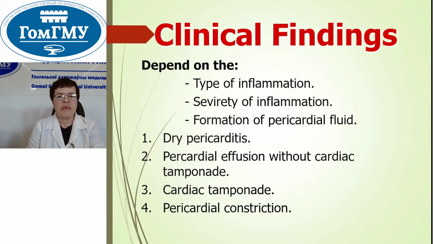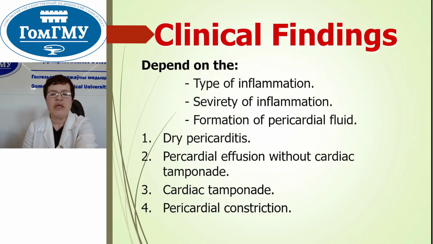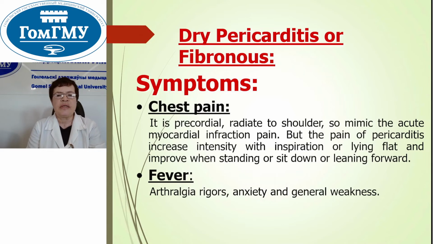According to the clinical findings, the types can be dry pericarditis, pericardial effusion without cardiac tamponade, or pericardial constriction. A dry pericarditis or fibrous pericarditis. Symptoms: chest pain. It is pericardial, radiates to the shoulders, so it mimics the acute myocardial infarction pain. But the pain of pericarditis increases in intensity with inspiration or lying flat and improves when standing or sitting or leaning forward. Fever, arthralgia, rigors, anxiety, and general weakness.